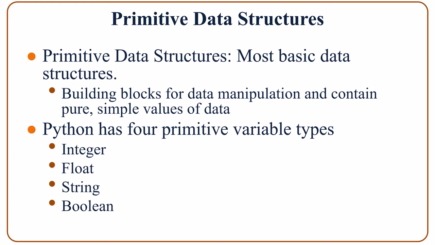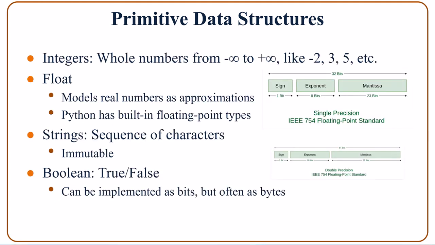There are four primitive variable types in Python, including integer, float, string, and boolean. Integers are whole numbers from negative infinity to positive infinity.